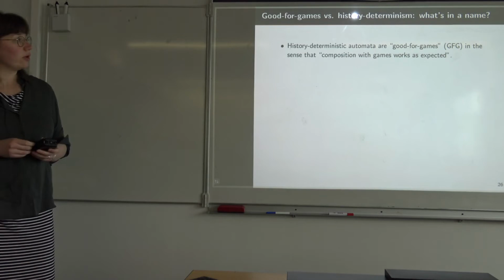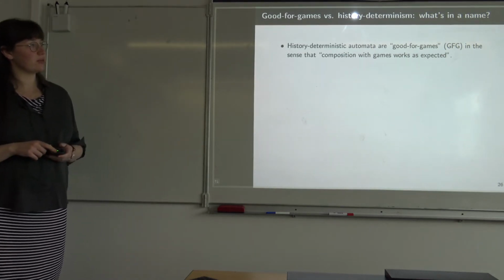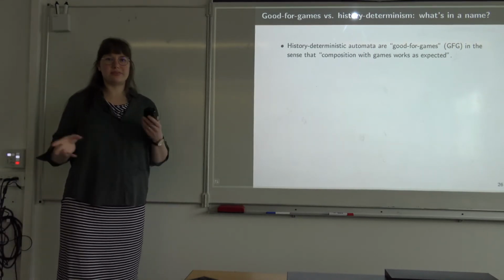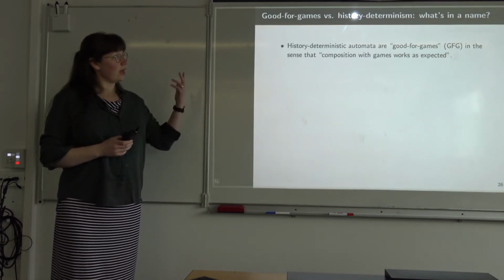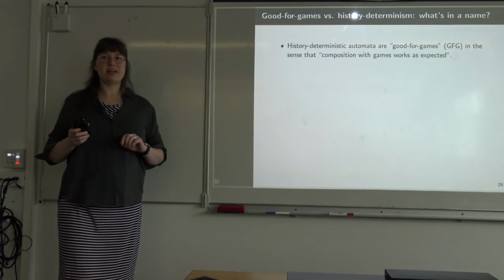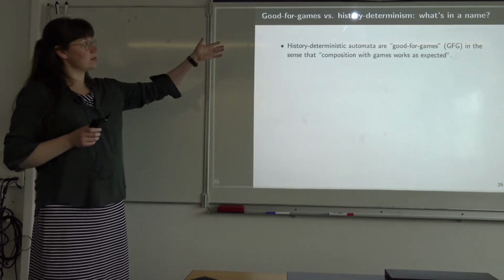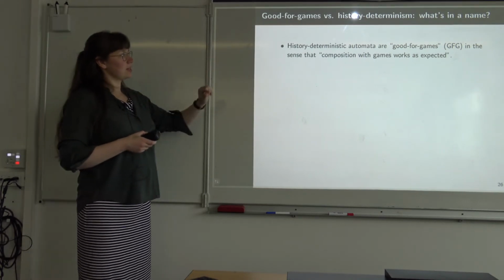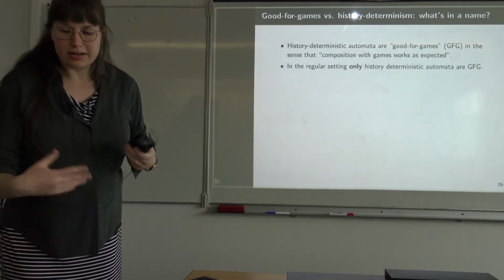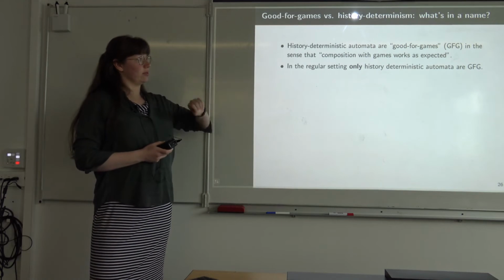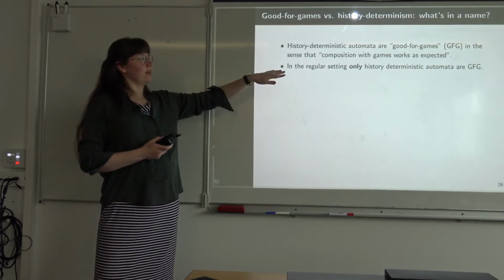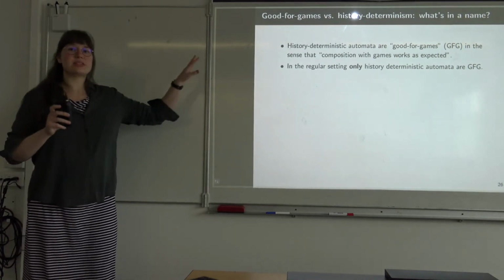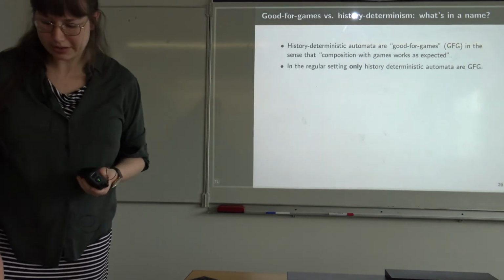Now, going back to our history determinism nomenclature, recall that history determinism was introduced several times under different names. And that was kind of fine, because it turns out in the omega-regular setting, all of these different definitions that were introduced coincide. So they had slightly different definitions, and they were all the same. One of the definitions was based on being good for games, in the sense that this composition with games reduction works as expected. Then we had this definition with the resolver, and in the regular setting, exactly the history deterministic automata, the automata with resolvers, are exactly the same as the ones that compose with games. So this wasn't really an issue at all, and everything was fine.